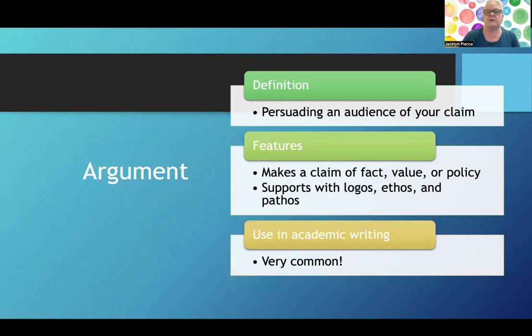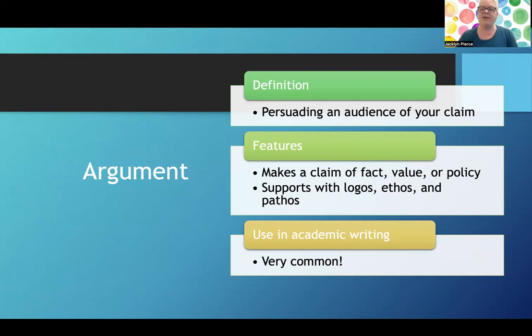Finally, argument. Argument is defined as persuading an audience of your claim, which means you have to be making a claim. A claim of fact, fact sounds like, oh, it has to be true, but a claim of fact is trying to prove something that is factual, but that people don't necessarily agree on. Climate change is probably the biggest one. Many scientists have had to write about the fact that climate change exists, and people still don't necessarily agree.